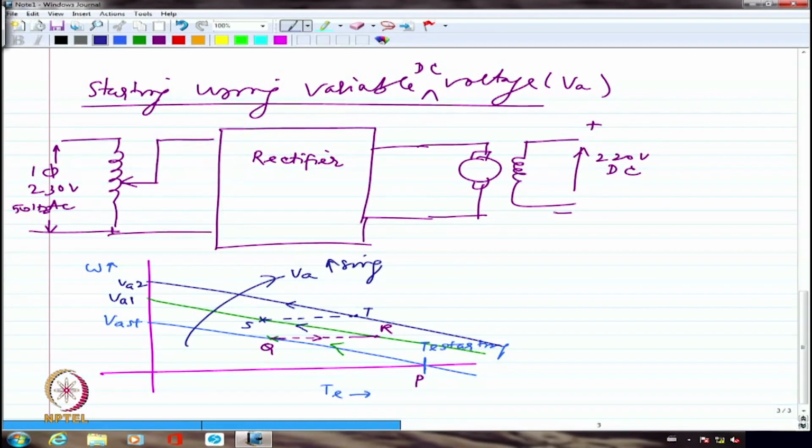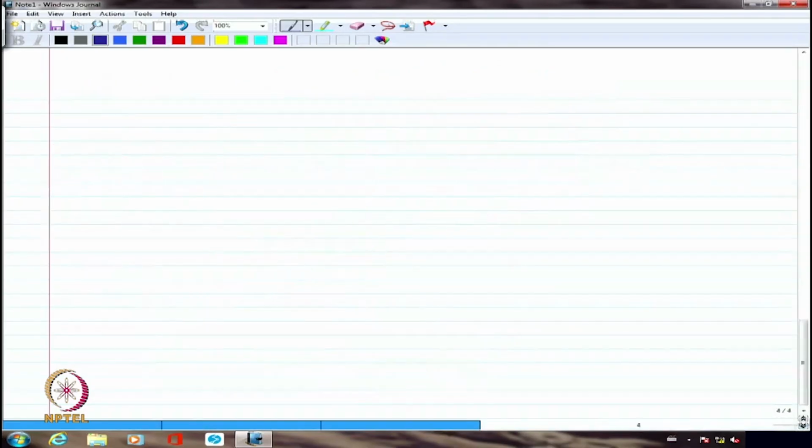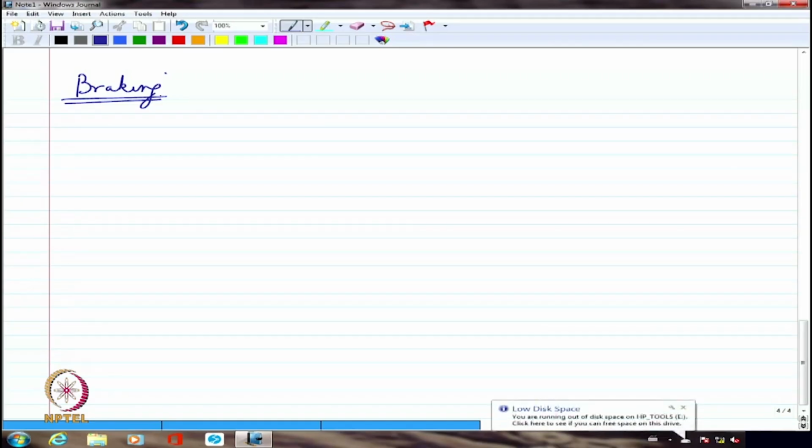Right? The last topic I would like to cover before I go on to commutation is braking. I'll just give you a glimpse of braking. I'm not going into the details of braking. What is braking? Stopping the machine. You cut off the supply, it will stop. What is the problem? Why should you have some kind of braking method?